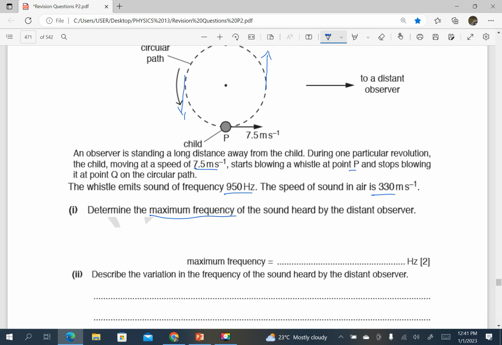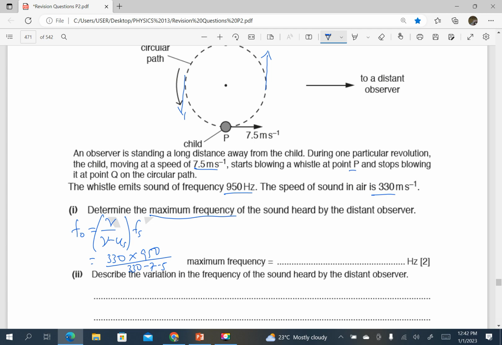So maximum frequency must be heard when the child is at point P, because at P is moving towards. Therefore, observed frequency f0 is equal to v over v plus us. Because maximum frequency is when it's towards, that will be plus. Actually, it will not be plus, it will be minus, so that the denominator is smaller and the frequency will be higher. So this is minus, then times fs. So the speed is 330 times fs, which is 950, divided by 330 minus us, the speed was 7.5.